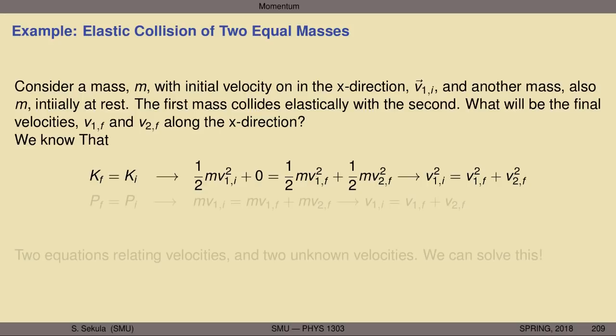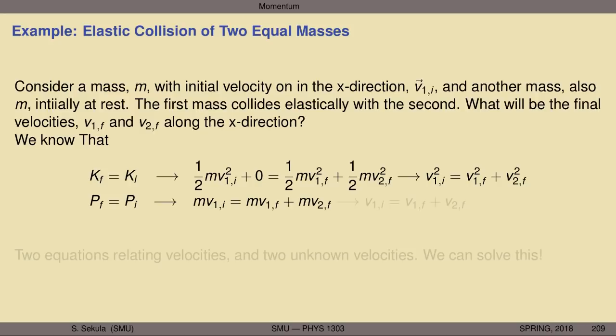That's what we get from the conservation of kinetic energy in this elastic collision situation. From the conservation of momentum, we get a slightly different equation. The velocity of the first object is non-zero, but the second object is zero at the beginning of the problem, and after the collision we don't know what the velocities are going to be. They could be non-zero. So we have that mv1 initial is equal to mv1 final plus mv2 final.